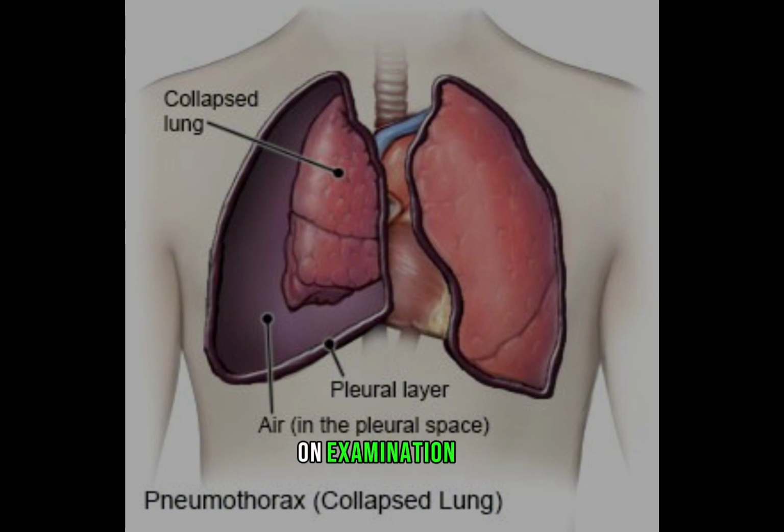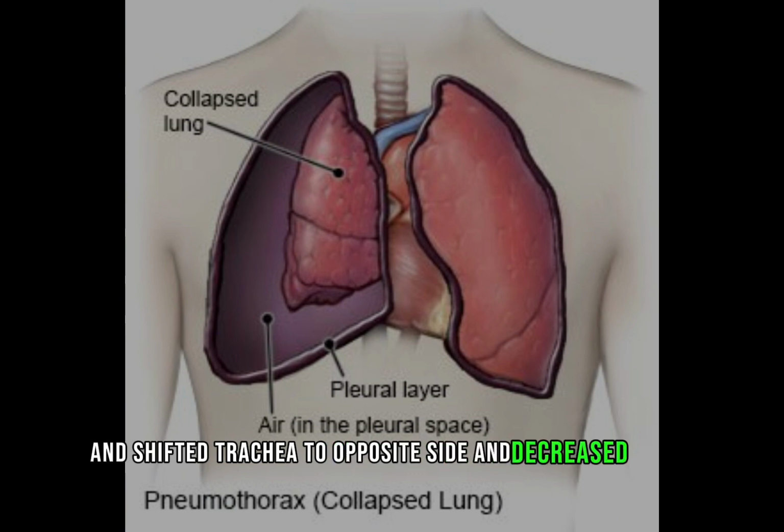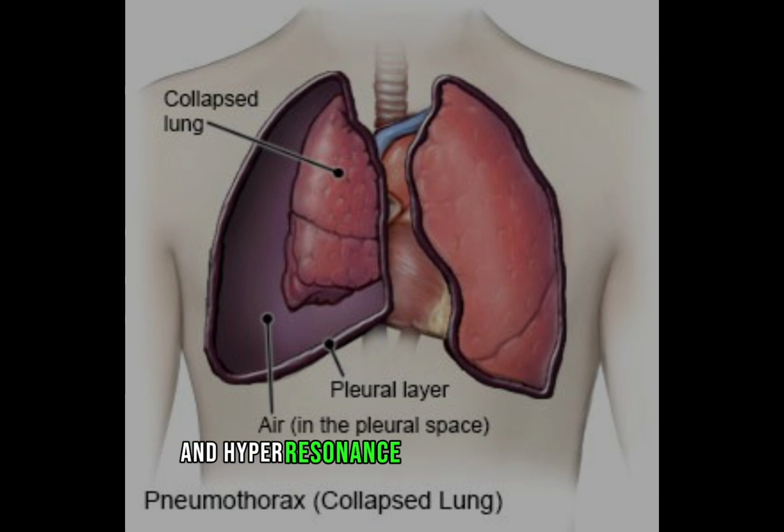On examination, we find tachypnea, tachycardia, hypotension, and bulge on the affected side, and diminished respiratory movement, and shifted trachea to the opposite side, and decreased TVF, and hyperresonance on the affected side, but if tension pneumothorax, tympanic on the affected side on percussion.